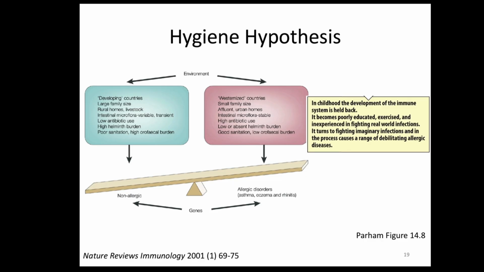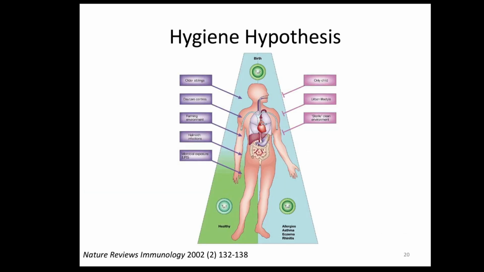This is also shown: you are more likely to have allergies, asthma, etc. if you are an only child. You are less likely to have them if you have older siblings. You are also much less likely to have them if you go to daycare or if you grow up on a farm. All of these, the data is really good.